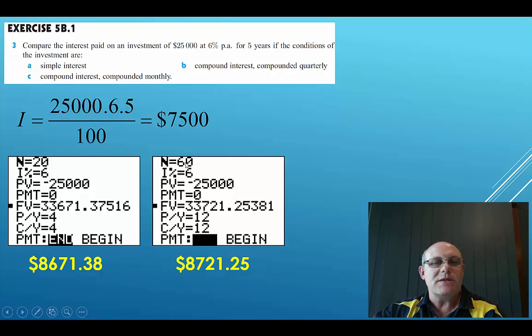So that's 5 years times 12 is going to be 60. 12 payments per year, that's the only thing that really changes. You get about an extra $50 in your account after 5 years. Obviously, the more regularly you compound it, the more money you're going to make.